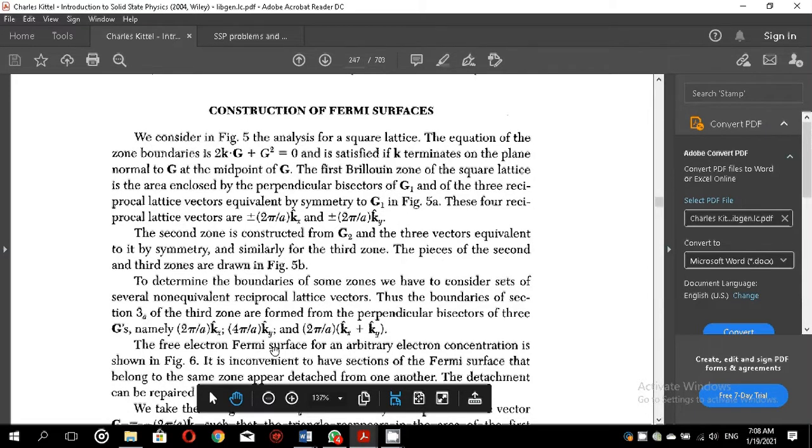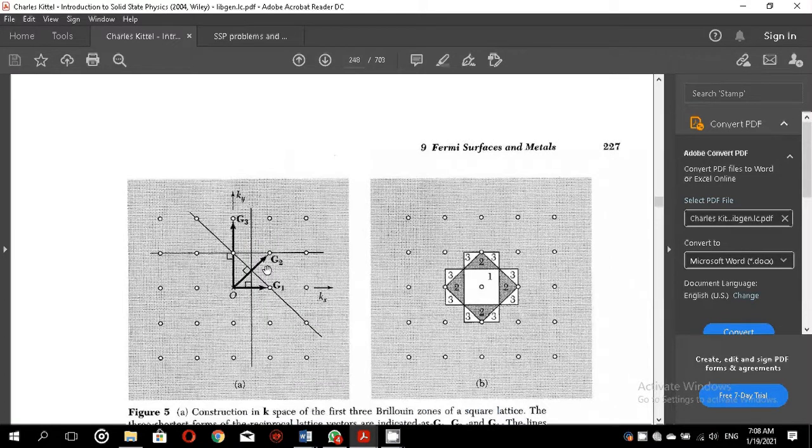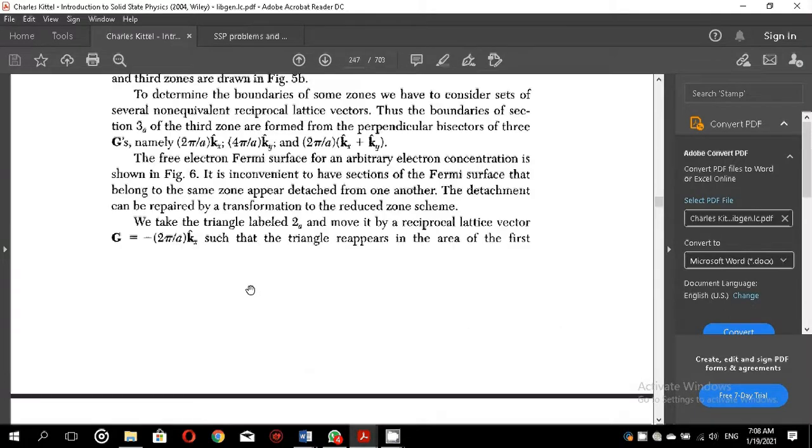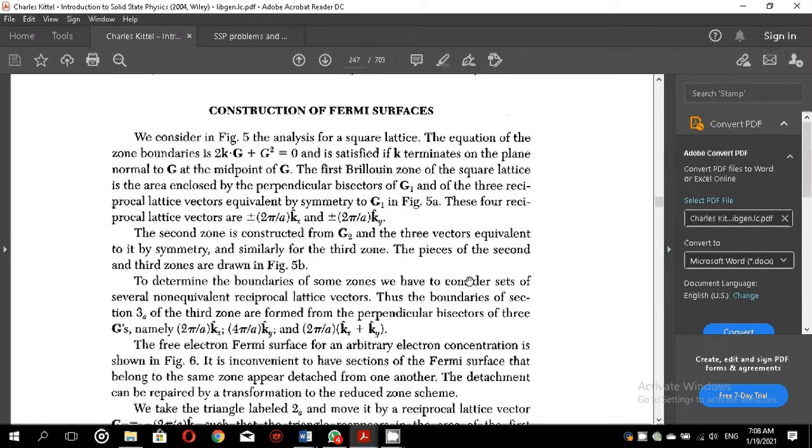The first Brillouin zone of the square lattice is the area enclosed by the perpendicular bisectors of G1. So the perpendicular bisectors of this type of vectors give us the first Brillouin zone as shown here. So this is the first Brillouin zone. These four reciprocal lattice vectors are described by these equations. The second zone is constructed from G2 and the three vectors equivalent to it by symmetry.